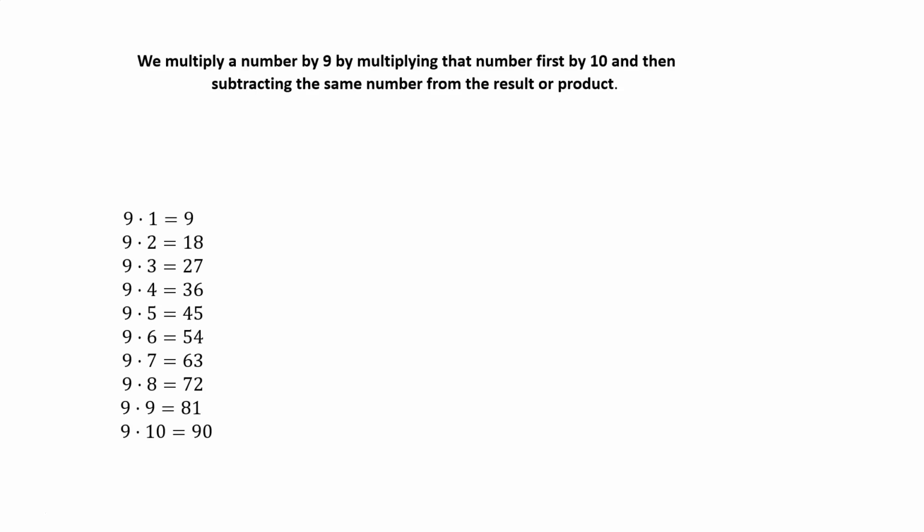Let's see how we multiply numbers by 9. We can say that we multiply a number by 9 by multiplying that number first by 10 and then subtracting the same number from the result or product. While this may sound strange, doing this in practice is easy. For example, 9 times 4 is equal to 40 minus 4, which is equal to 36, or 9 times 6 is equal to 60 minus 6, which is equal to 54, and 9 times 8 is equal to 80 minus 8, which is equal to 72.